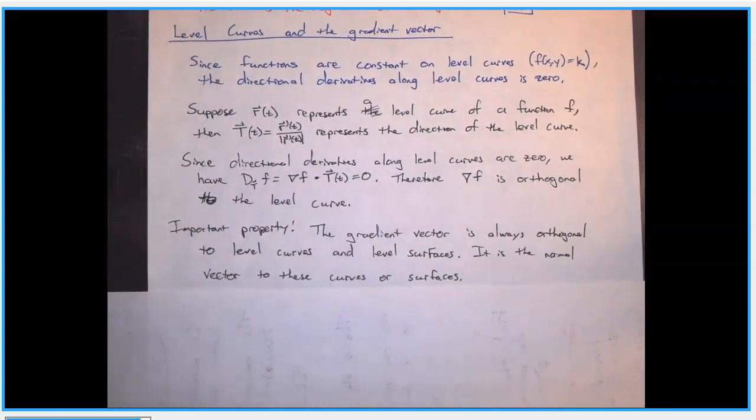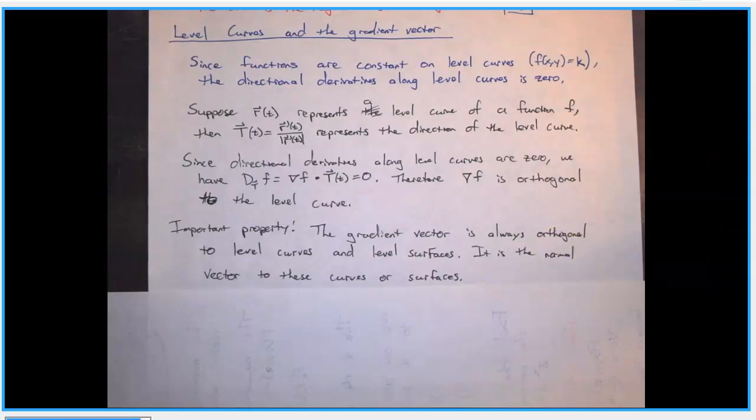So we have this important property. The gradient vector is always orthogonal. It's perpendicular to level curves and level surfaces. It's the normal vector to these curves and surfaces. So for a function of two variables, if you set it equal to a constant, you get a level curve. The gradient vector is orthogonal to that curve. If you have a function of three variables, you set it equal to a constant, you get a level surface. And the gradient vector is orthogonal to that surface. It's the normal vector for that surface.